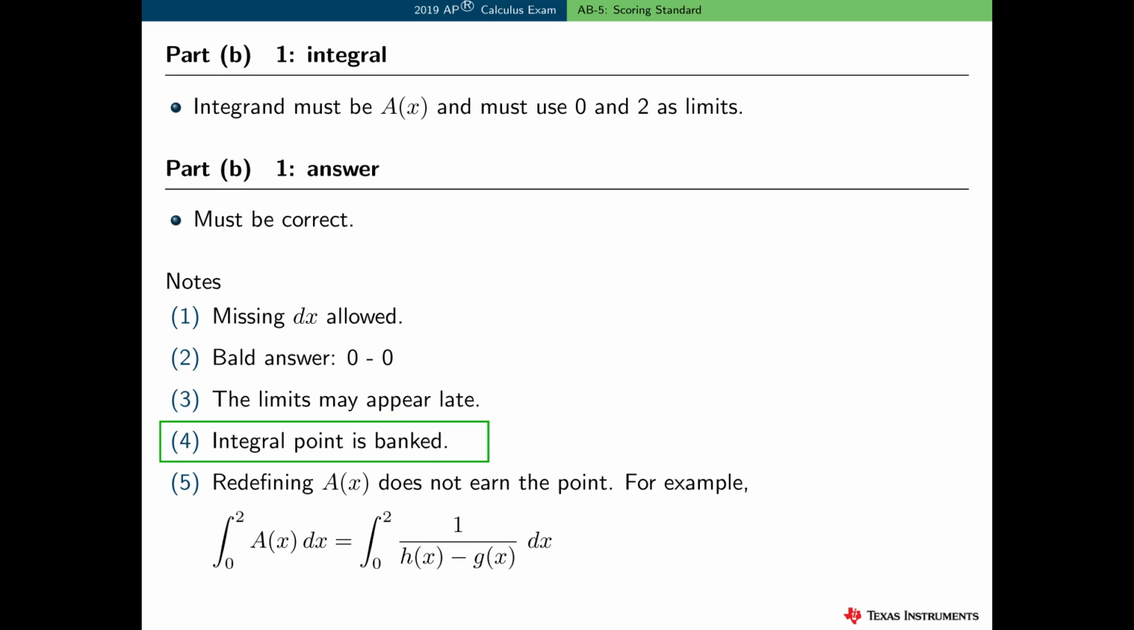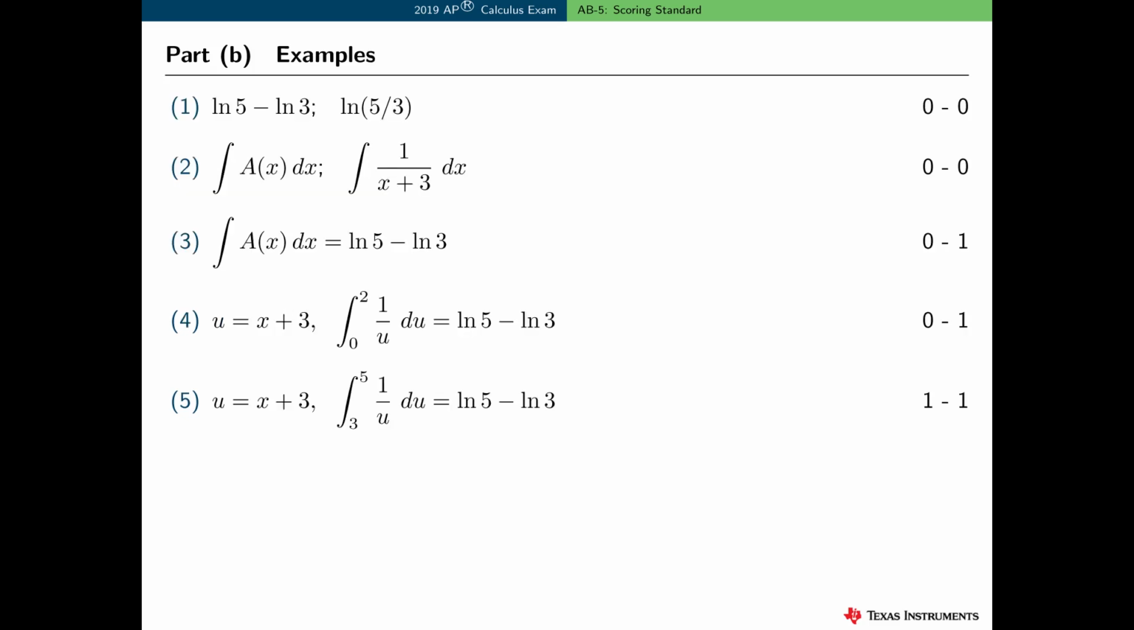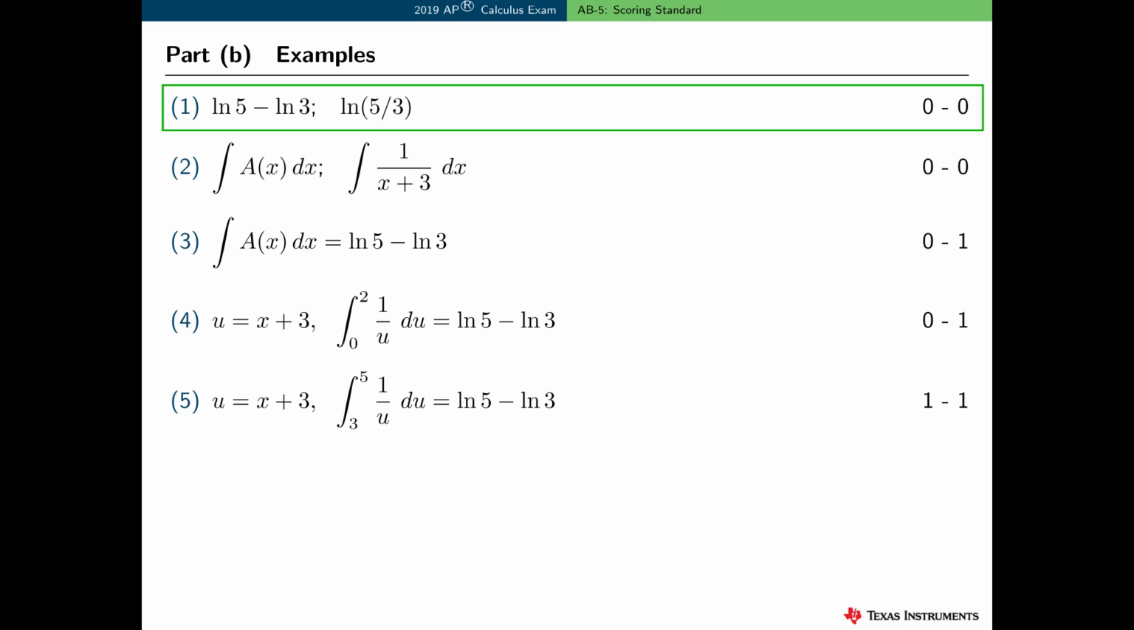Once the integral point is earned, it's banked. However, if the student redefines a, then they don't bank this point, they don't earn this point. And here's an example. Here are some examples of student responses in Part B and how each was scored.